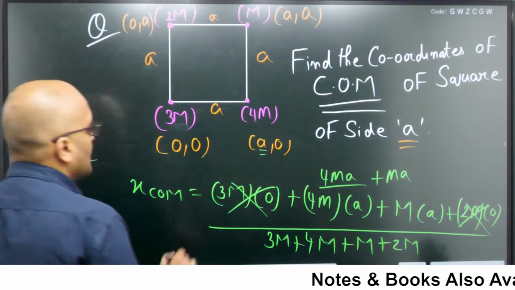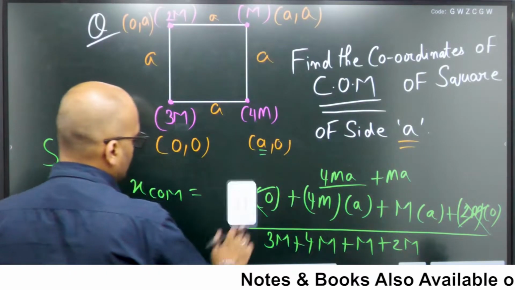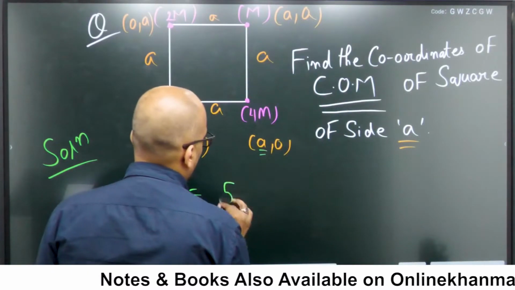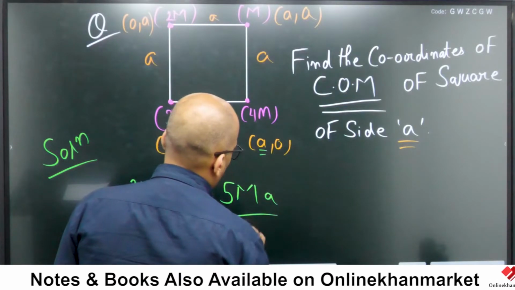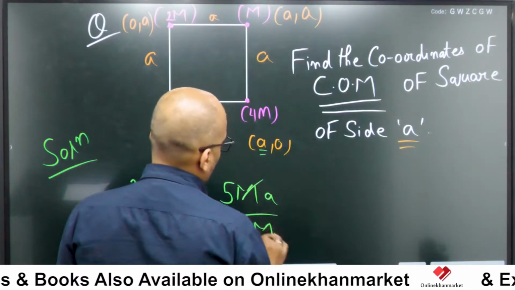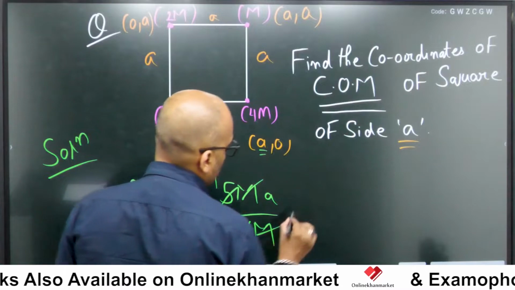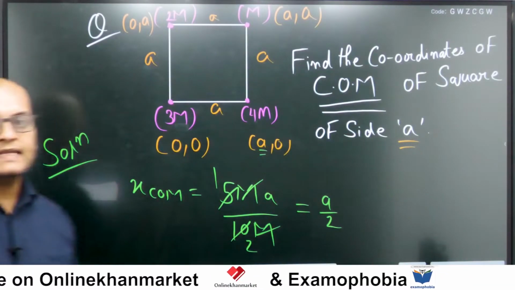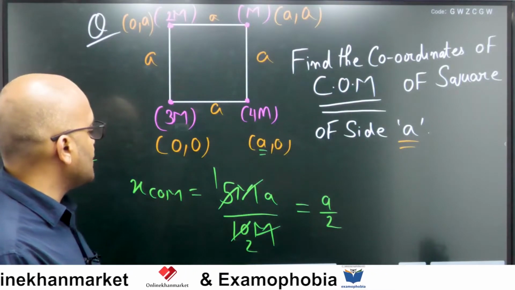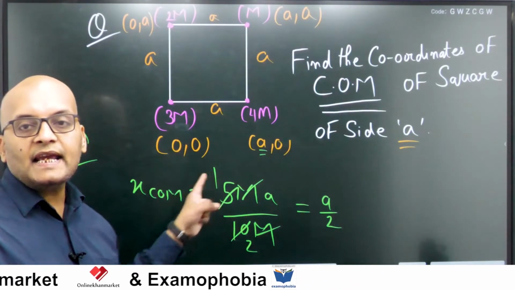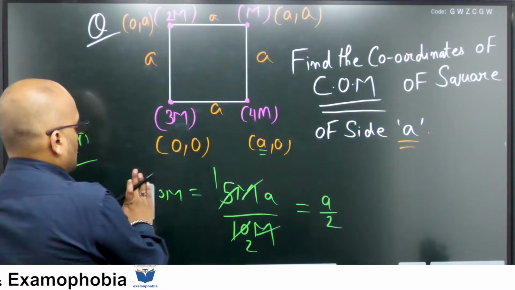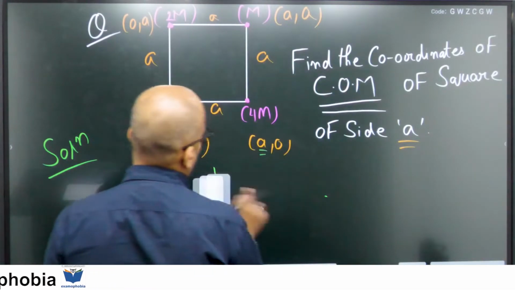What will be our result? Our result will be 5ma upon 10m. Yes or no? m cancels out. 5 ones are, 5 twos are. So the coordinate of center of mass along x-axis is a upon 2. Clear to us? Right? Okay. So we have got the coordinates along x-axis.